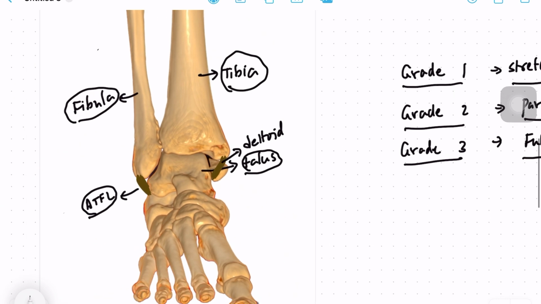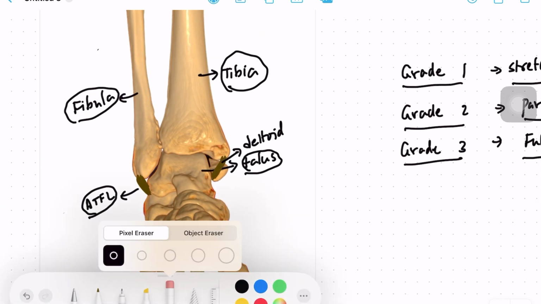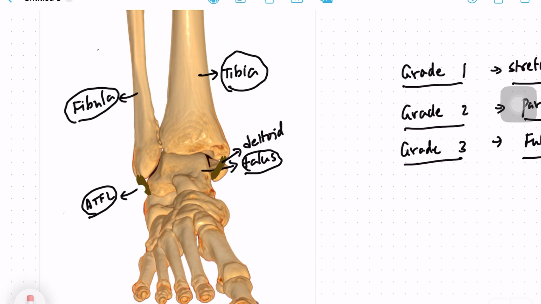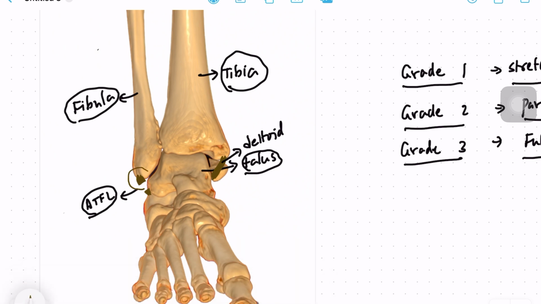So basically what that means is that your ligaments can be a little bit torn, so a partial tear versus a full thickness cuff tear. Sometimes what the ligament does is that it just pulls the bone away. So basically, when the ligament stretches, it pulls a part of the bone here, and we call this an avulsion fracture.